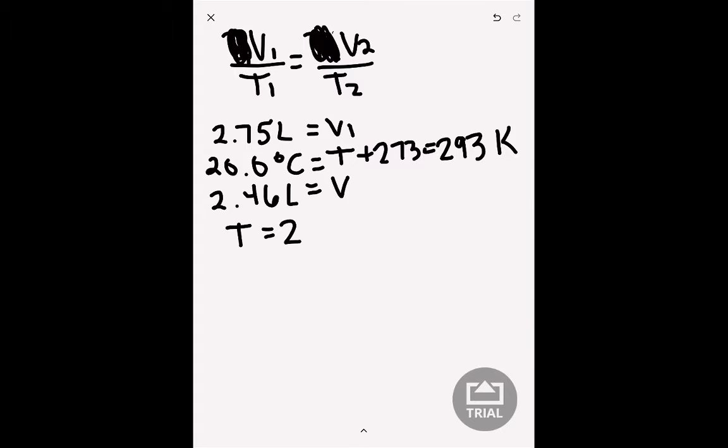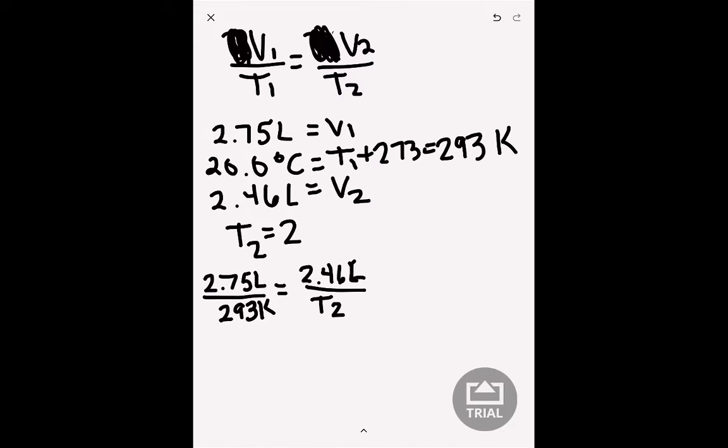The volume is 2.75 liters at 20 degrees, so this is going to be V1 and T1. This is going to be V2, and we're solving for T2. So let's plug it in. V1 is 2.75 liters. T1 is 293 K. V2 is 2.46 liters. And T2 is what we don't know.